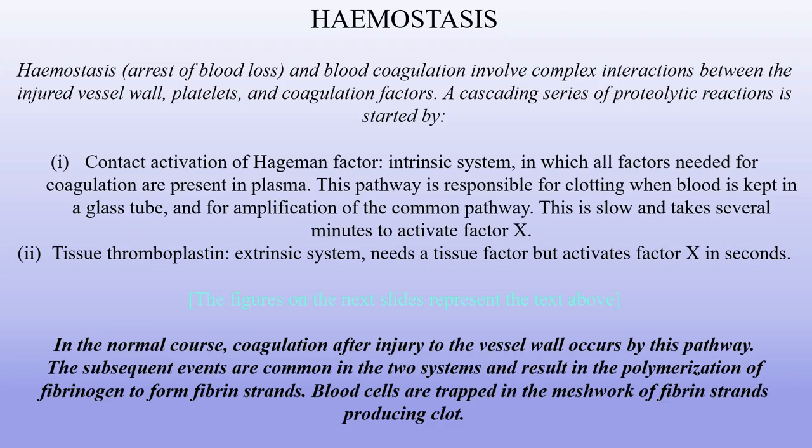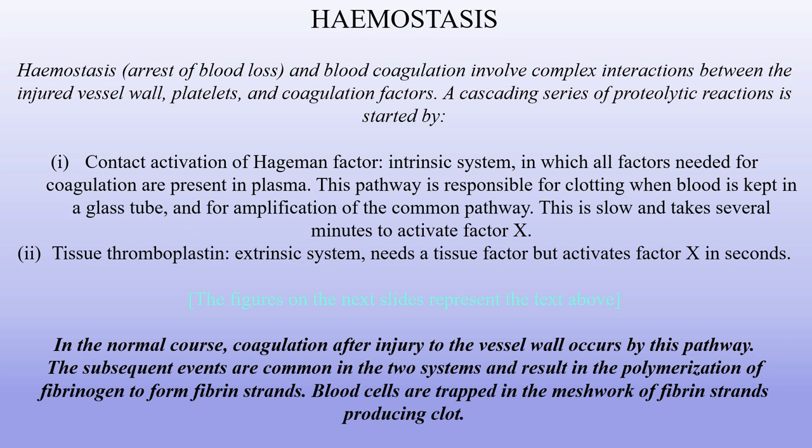Hemostasis. Hemostasis, arrest of blood loss, and blood coagulation involve complex interactions between the injured vessel wall, platelets, and coagulation factors. A cascading series of proteolytic reactions is started by: first, contact activation of Hageman factor, the intrinsic system, in which all factors needed for coagulation are present in plasma. This pathway is responsible for clotting when blood is kept in a glass tube and for amplification of the common pathway. This is slow and takes several minutes to activate factor 10. And second, tissue thromboplastin. The extrinsic system needs a tissue factor but activates factor 10 in seconds.